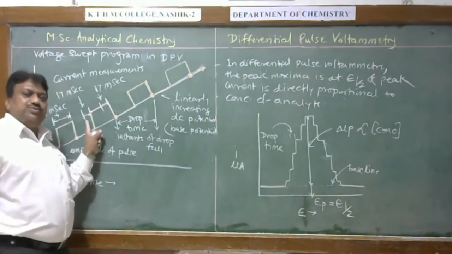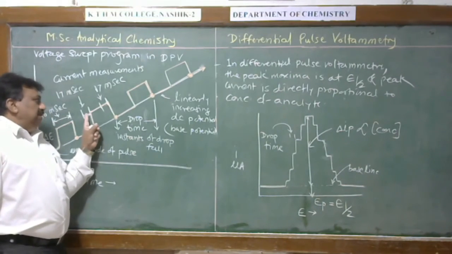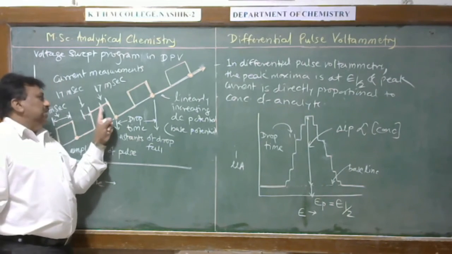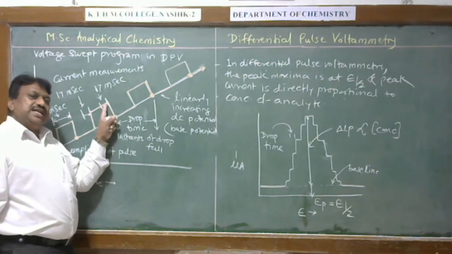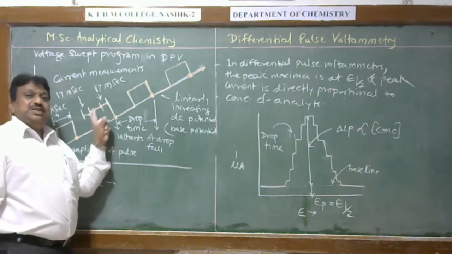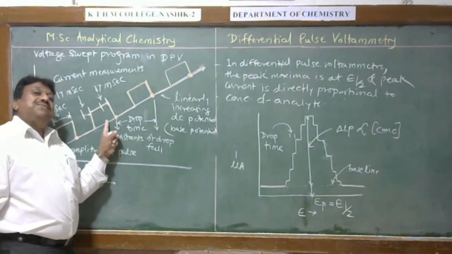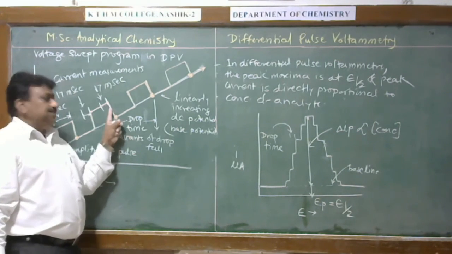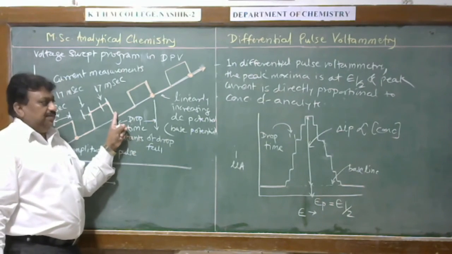Here, this is the voltage sweep program used in differential pulse voltammetry. It is a little bit different from normal pulse voltammetry. In normal pulse voltammetry, only the current measured in the second step is plotted as a function of voltage. Here the current difference is plotted as a function of voltage, and therefore it is called differential pulse voltammetry. Differential means the difference between these two currents. Therefore it is differential pulse voltammetry.